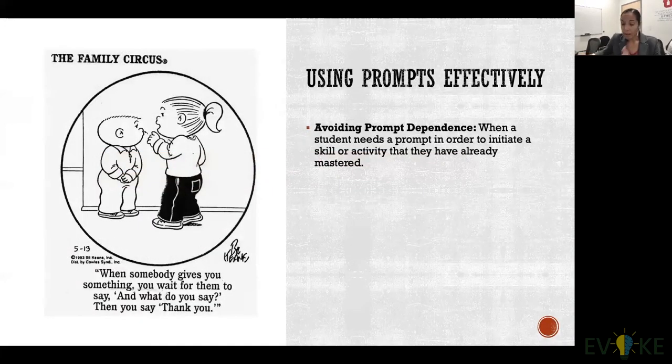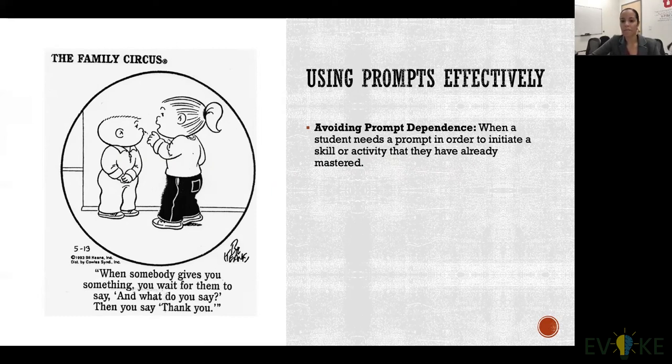So something else that's very important to keep in mind is prompt dependency. In this comic strip, the sister tells the brother, when somebody gives you something, you wait for them to say, and what do you say? And then you say thank you.